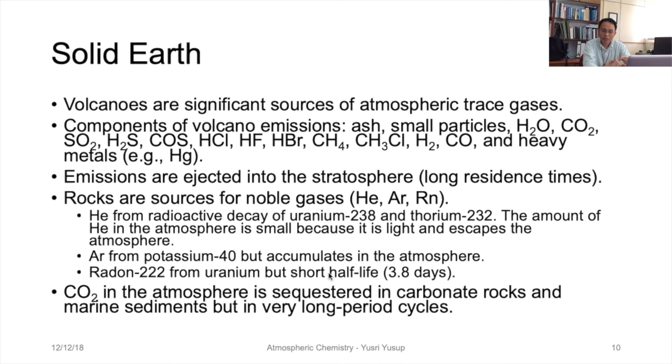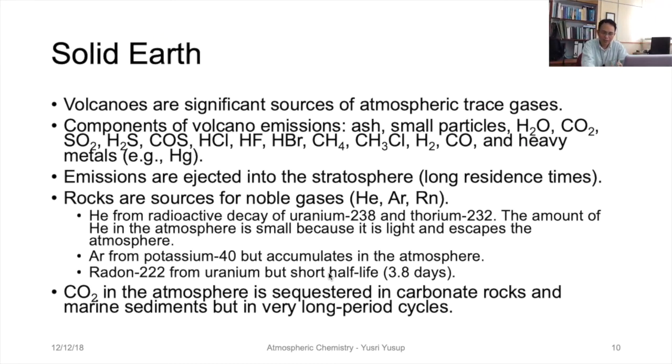Now, the emissions that come from these volcanoes are transported or ejected into the stratosphere, that means the layer above the troposphere, and this contributes to very long residence times of these gases because they have gone into the next layer of the atmosphere.